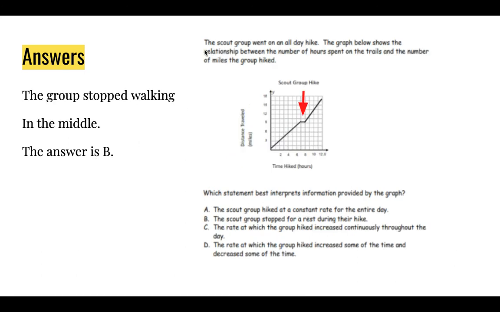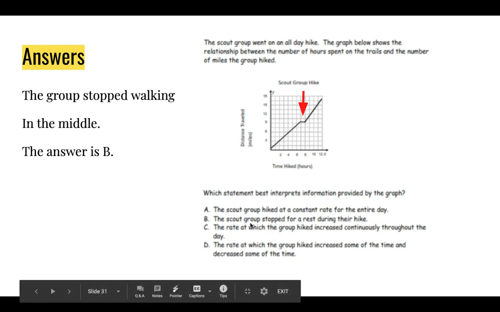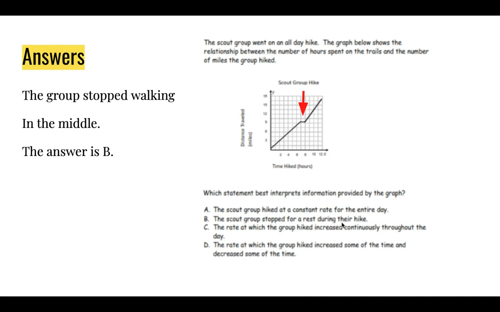The scout group went on an all-day hike. The graph below shows the relationship between the number of hours spent on the trails and the number of miles the group hiked. Which statement best interprets information provided by the graph? A, the scout group hiked at a constant rate for the entire day. Well, that can't be true because they took a break right here. B, the scout group stopped for a rest during their hike. So here we see that they stopped for a rest. So B could be true.